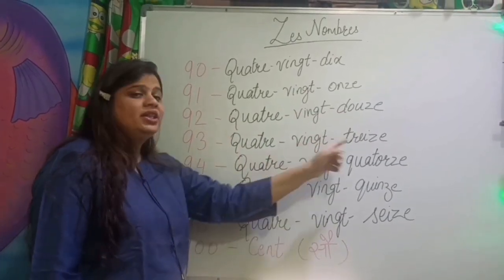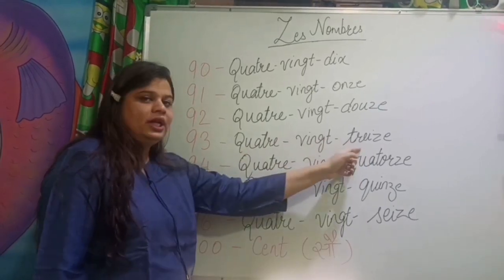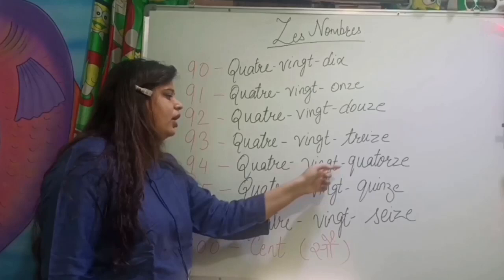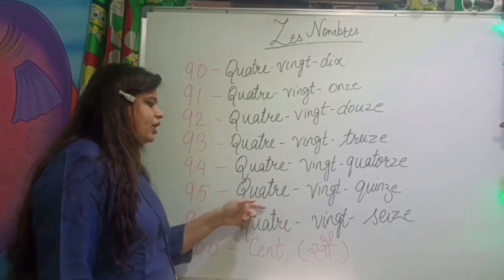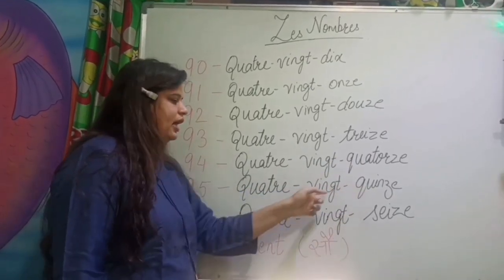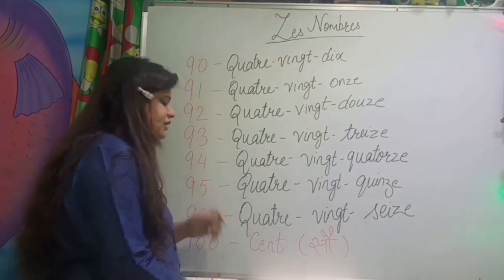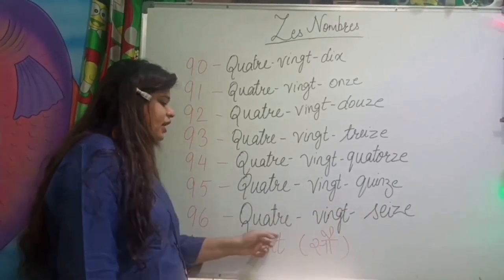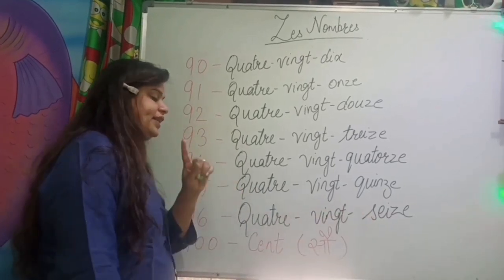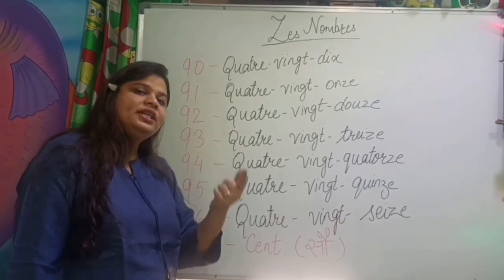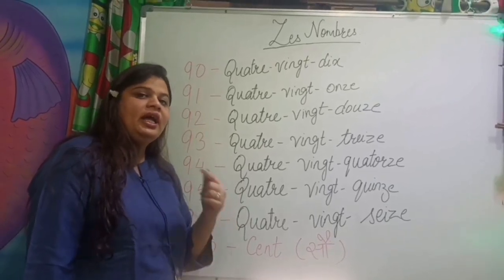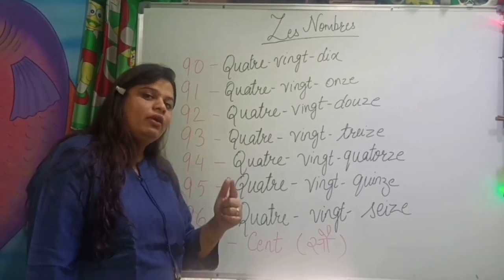93 quatre-vingt-treize. 94 quatre-vingt-quatorze. 95 quatre-vingt-quinze. 96 will become quatre-vingt-seize. 97 will be quatre-vingt-dix-sept. 98 quatre-vingt-dix-huit. And 99 will be quatre-vingt-dix-neuf.